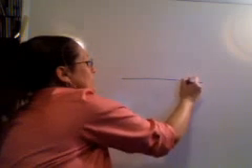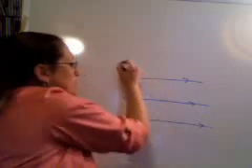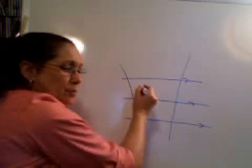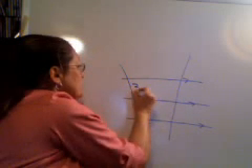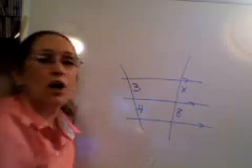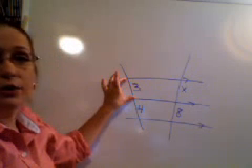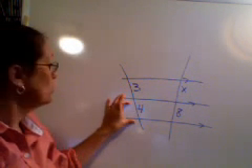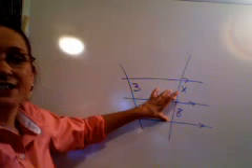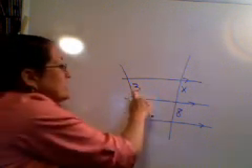3 parallel lines cut by 2 transversals creates line segments that have a proportional relationship. And this is 3, 4, X, and 8. Now we're not talking about angles, we're talking about line segments. This segment is 3 units long, this segment is 4 units long, this segment is X units long, this segment is 8 units long.